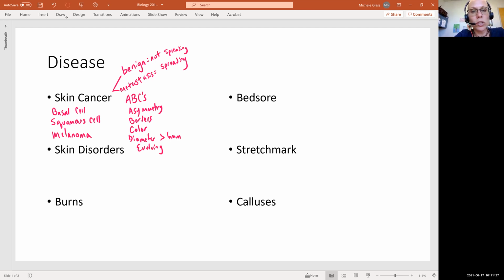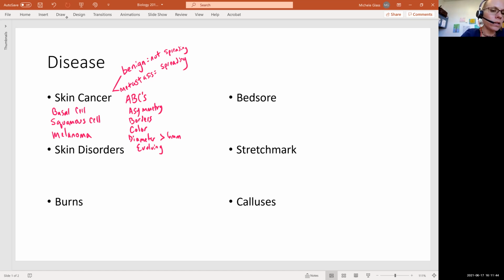So if you have a questionable spot, you look for, is it symmetrical or asymmetrical? Are the borders regular or irregular? What is the color like? How large is it? And is it changing?